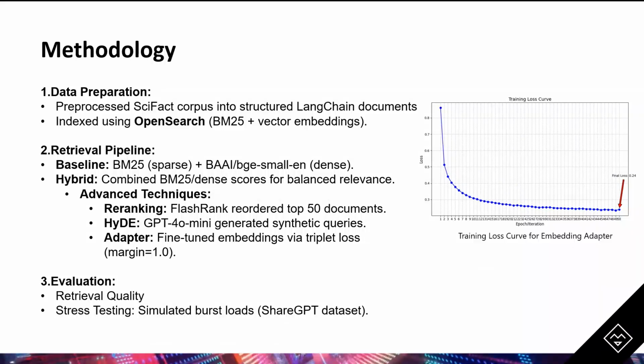To evaluate how well the system performed, we focused on two main things: retrieval effectiveness and system resilience. We checked whether we were retrieving all relevant documents with recall and assessed ranking quality using NDCG, MAP, and MRR. And because a system like this needs to perform well under real-world conditions, we stress tested it using the ShareGPT dataset, simulating bursts of traffic to see how it held up under load. With this structured approach, we built a retrieval pipeline that's not just accurate but also scalable.